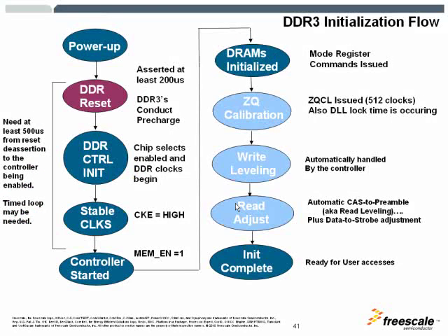In the DDR3, the flow is very similar. All you need to do is power up, set your registers in DDR, give it some time, and set the mem enable. And once that is done, the rest happens automatically by the memory controller.